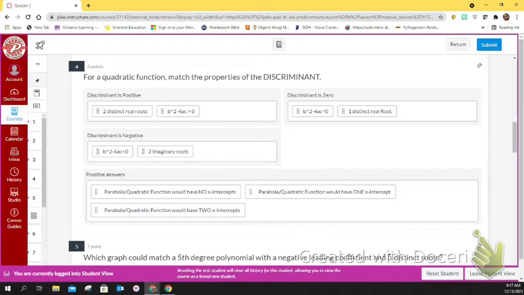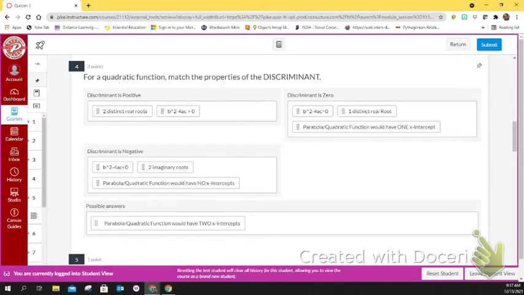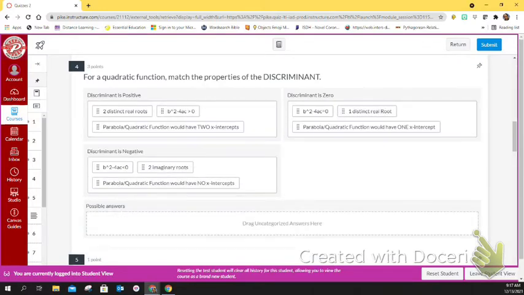Now this says that the parabola would have no x-intercepts. So which one would that be? Which of the 3? For a negative, yep, because if it's negative, you have no x-intercept, so that would go there. If it's 0, you have one x-intercept. And if it's positive, you have two x-intercepts.